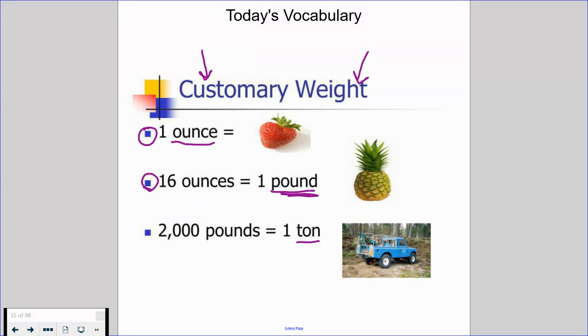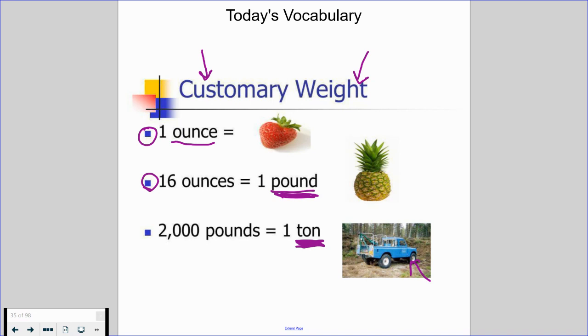In weight, in the customary system, we wind up jumping pretty dramatically from pounds to tons. We measure things using pounds and pounds and pounds. It's the most common. But then when we get to really heavy objects, we think about a ton. A ton is when you want to start thinking about a vehicle or something really heavy.